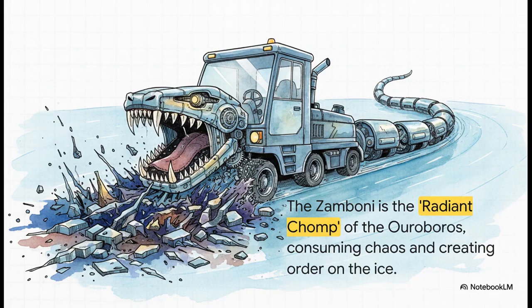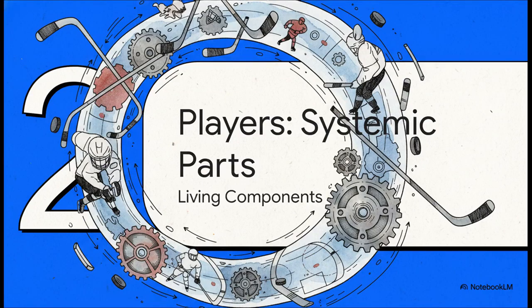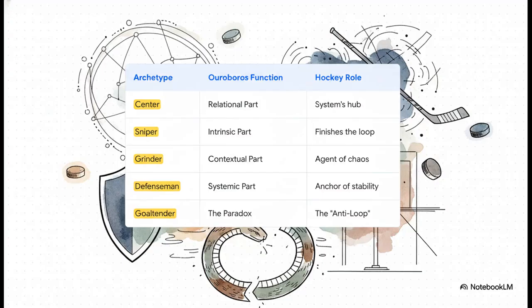Okay, so now let's zoom in from the rink to the players themselves. But we're not going to think about them just by their positions. Instead, we're going to look at them as functional parts of this larger Ouroboros system, where each one has a very specific role in keeping that loop turning. So check this out. Each archetype serves the system in a totally unique way. The center, well, they're the relational hub that connects everything. The sniper, they basically exist for one reason, to finish the play, to complete the loop. The grinder brings the chaos, while the defenseman provides stability.